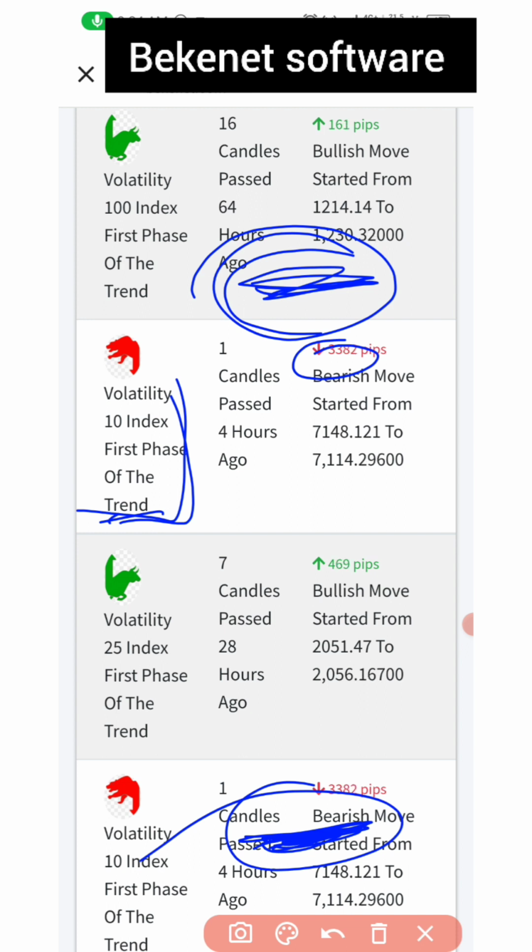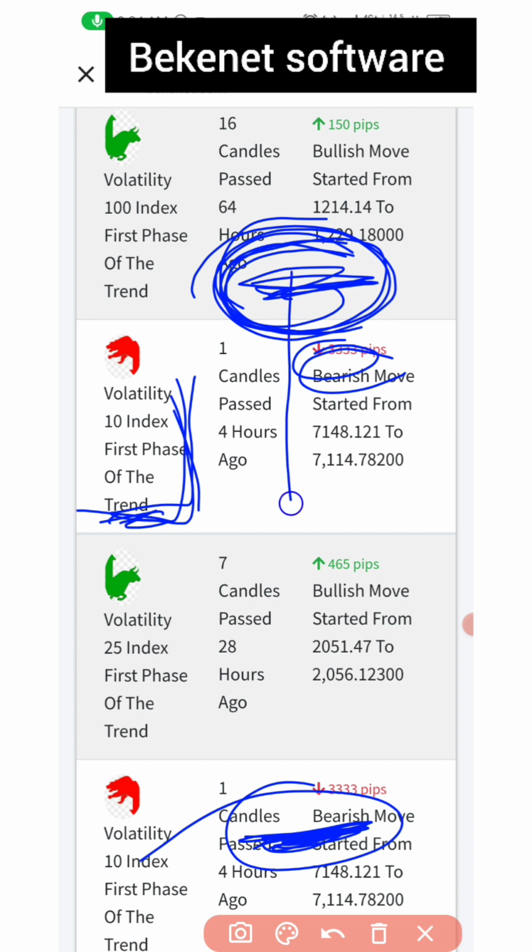Listen again. Whenever you see first phase of a bearish move, it always comes from the top, whether you like it or not. That's why you see it drop, because it's a first phase. The price has been going up, and now it wants to change direction and come to the downside.